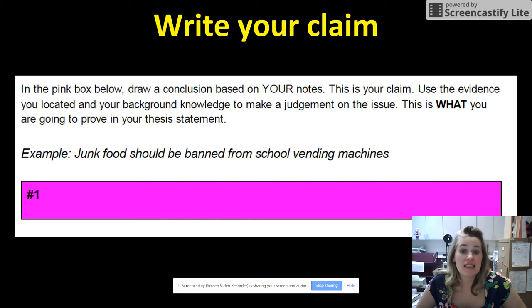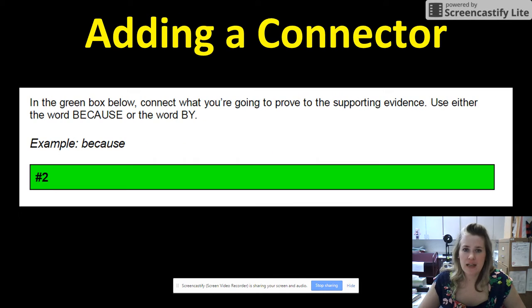When you are looking at this claim, I want you to double check and make sure it's debatable. Is this actually an issue or a controversy that people would argue over? Can you in your head identify an opposite claim for this same topic? If you can, you're in good shape. Let's go to the next step.